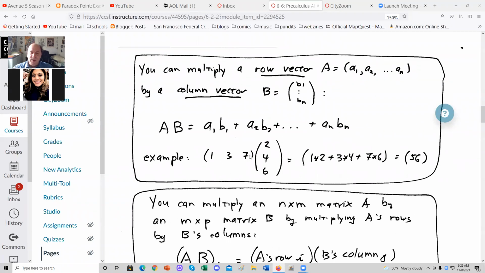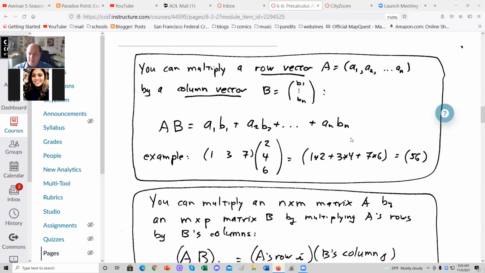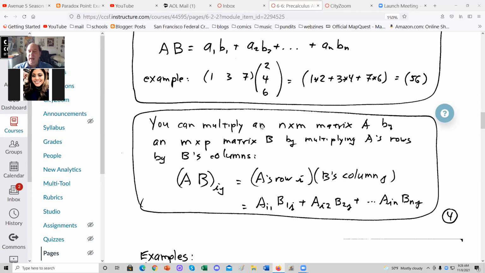For example, 1, 3, 7 times 2, 4, 6. That's 1 times 2 plus 3 times 4 plus 7 times 6. And after some arithmetic, it's 56. Incidentally, this is not really a number. This is a 1 by 1 matrix. And if you have an m by n matrix and an n by p matrix, and this n has to match this n here, you can multiply them by multiplying A's rows by B's columns. So the ijth entry of AB is A's row i times B's column j. So Ai1 B1j plus Ai2 B2j, all the way up to Ain Bnj.